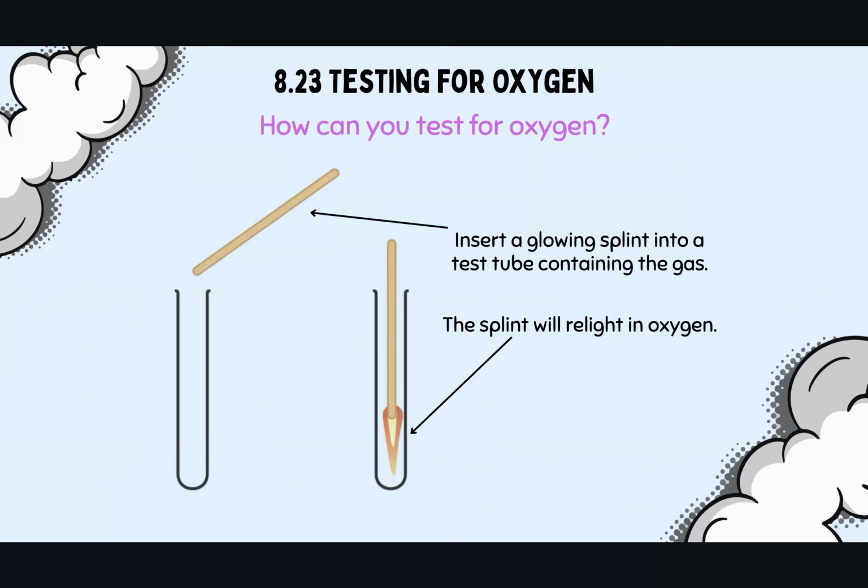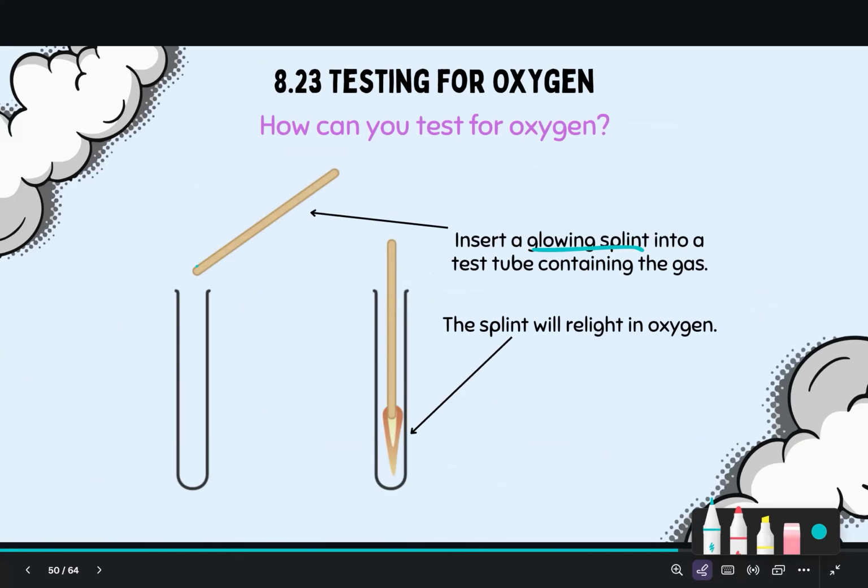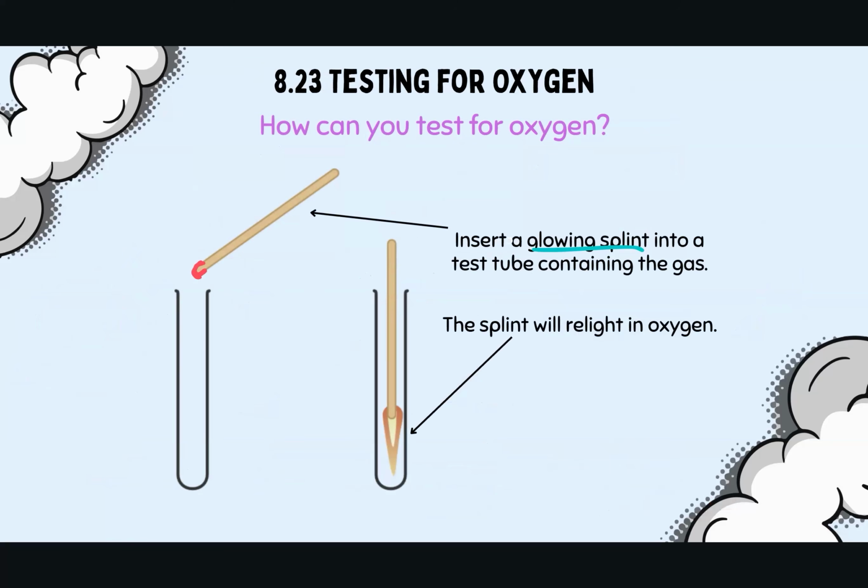Okay, so how can we test for oxygen? Insert a glowing splint. Now, glowing means that you have set it alight and then blown it out. So you've got embers only. So you insert a glowing splint into the test tube. If it is oxygen, it will relight.